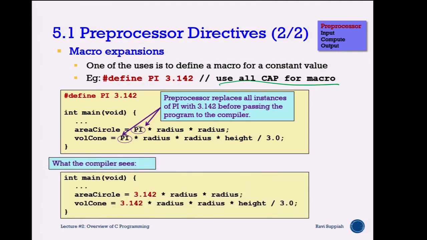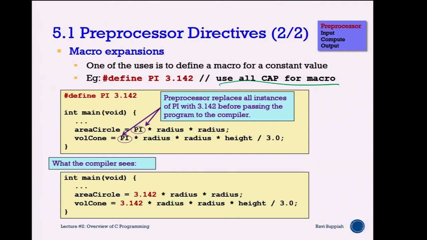Okay? So ultimately, the compiler will not see this name, pi. You will only see the value. Why? Because this is a preprocessor. The preprocessor will run one step before the compile process. That is, when I click on compile, the preprocessor will run first.